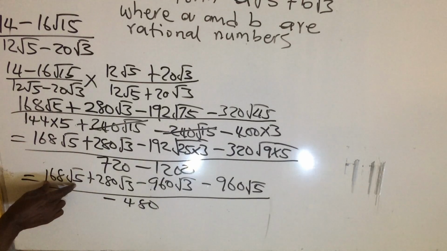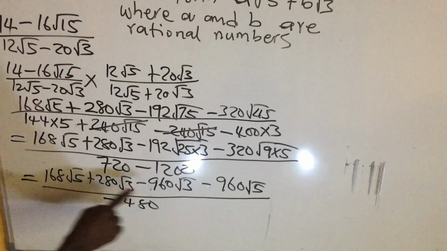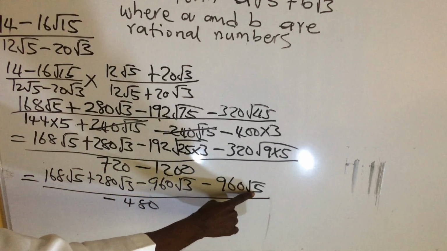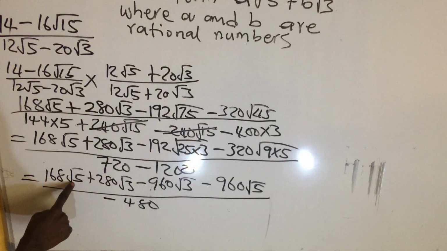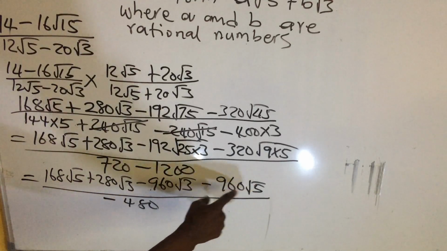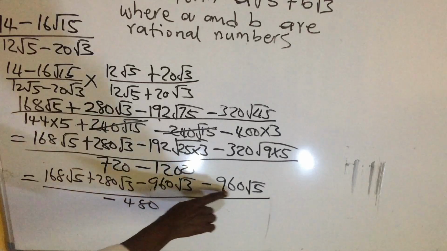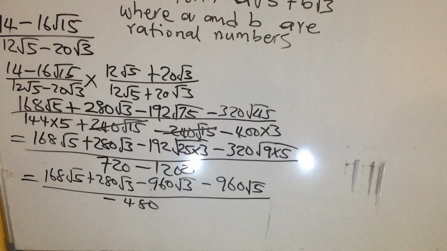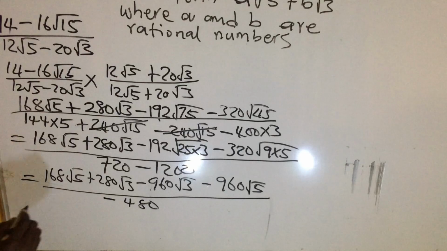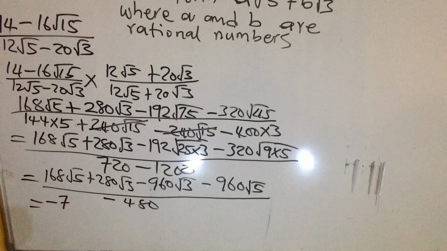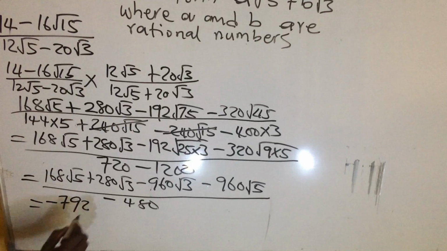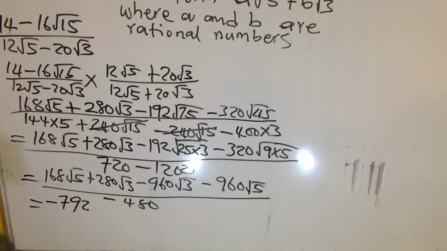Now we have this, and it is the same thing, because they have the same number in the root. We have root 5 here, we have root 5 here. We consider them the same term. Now we are going to subtract this number from this. What do we have now? 168 minus 960, we now have minus 792 root 5.